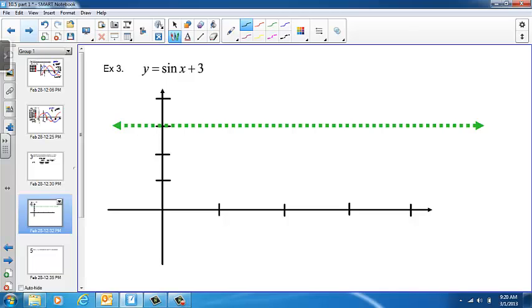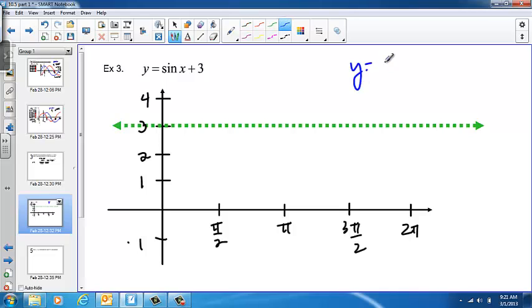So what's going on here is, let me go ahead and label the quadrantal values. Pi over 2, pi, 3 pi over 2, 2 pi. This here is 1, and down here would be negative 1. So again, let me graph y equals sine of x in blue. From 0 to 2 pi, you've seen this many times, it looks like this.